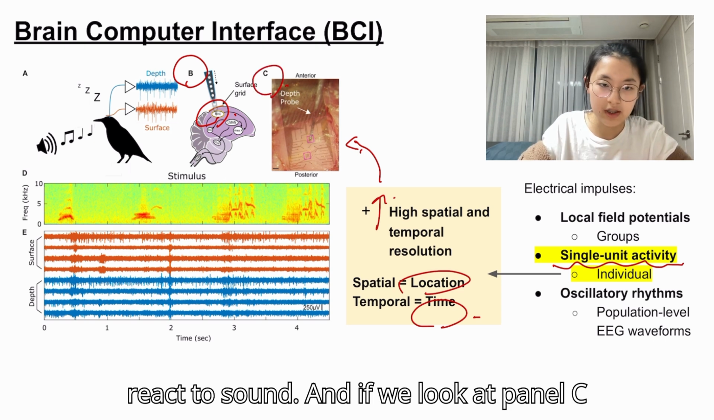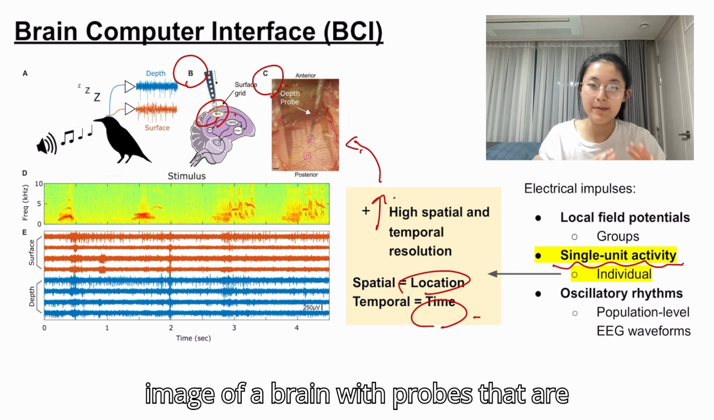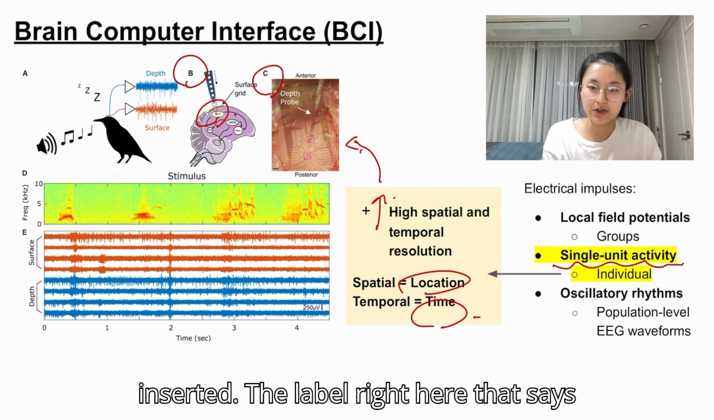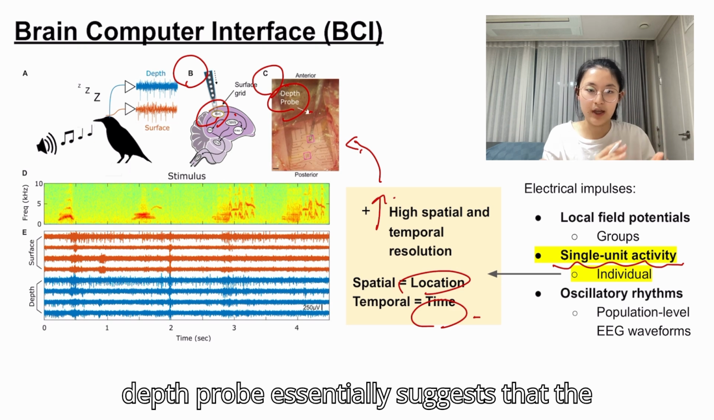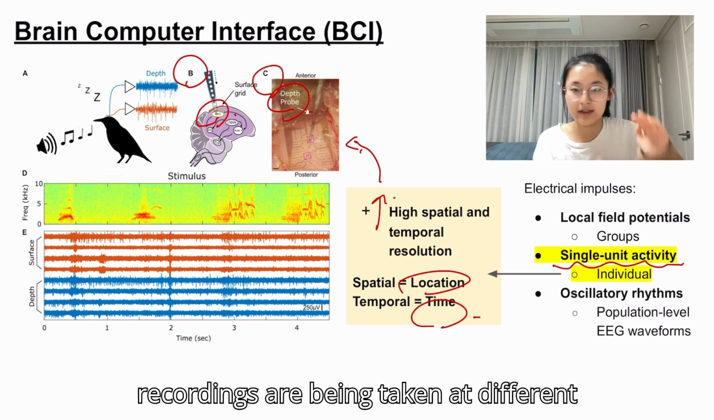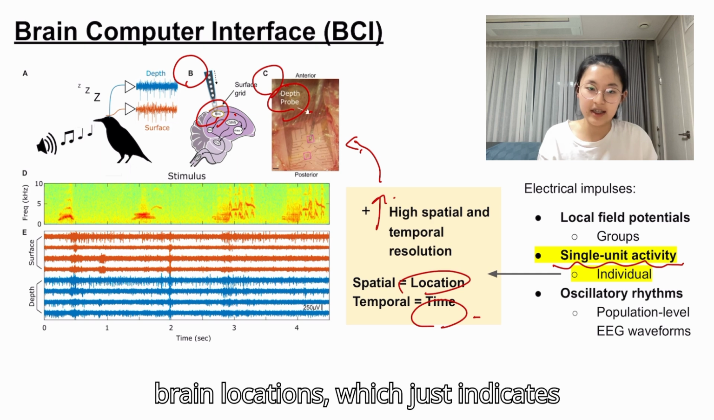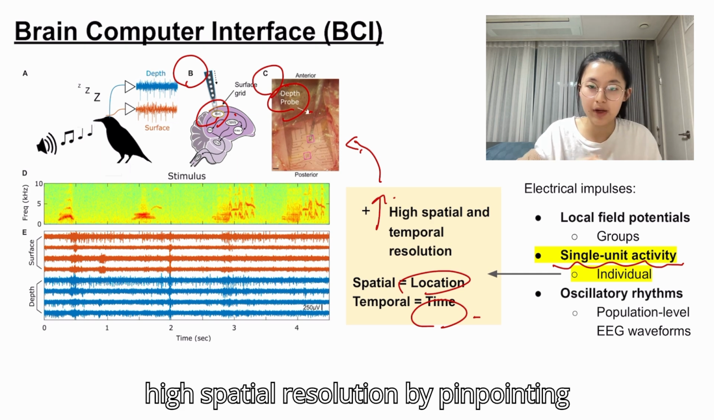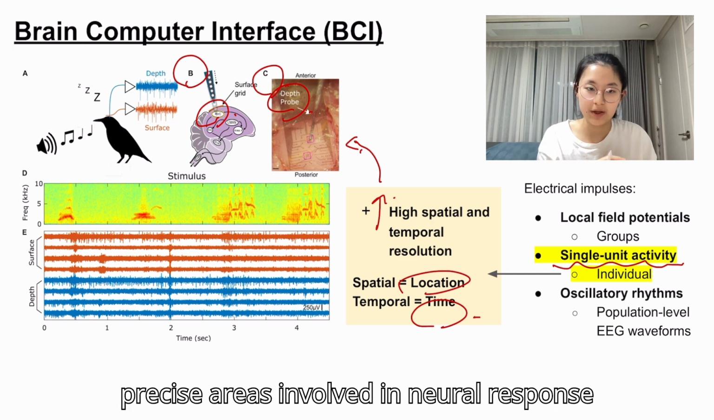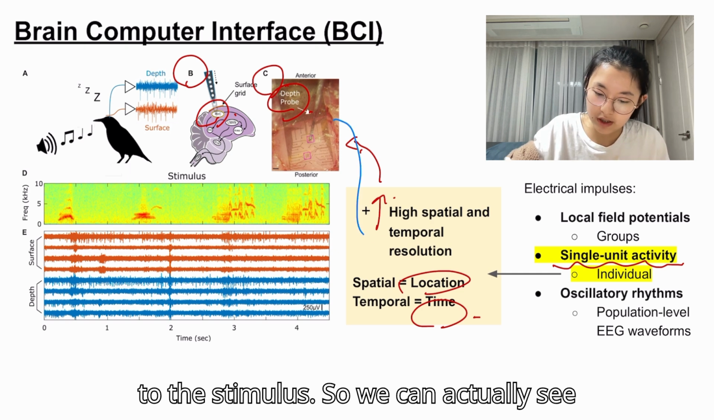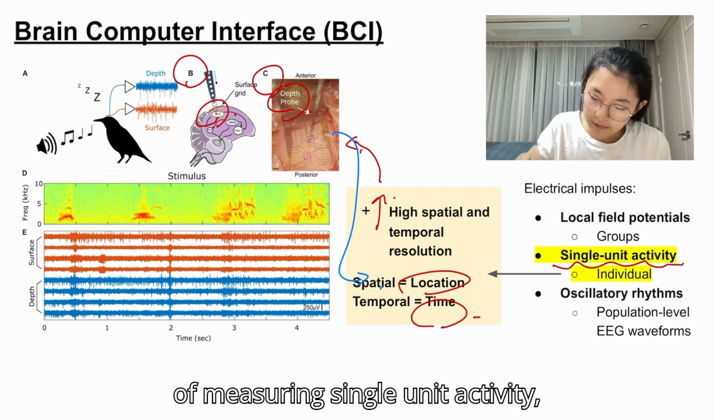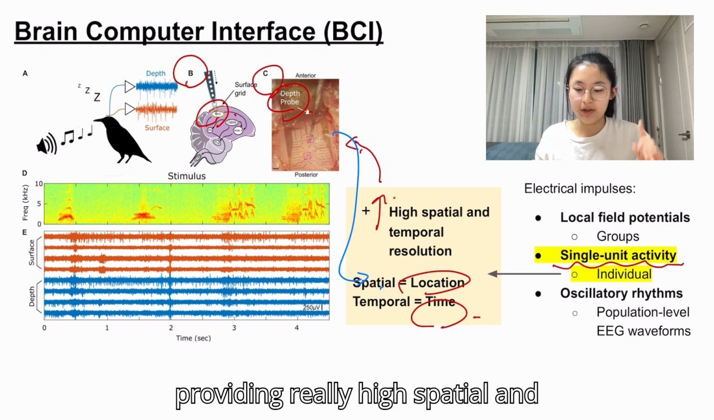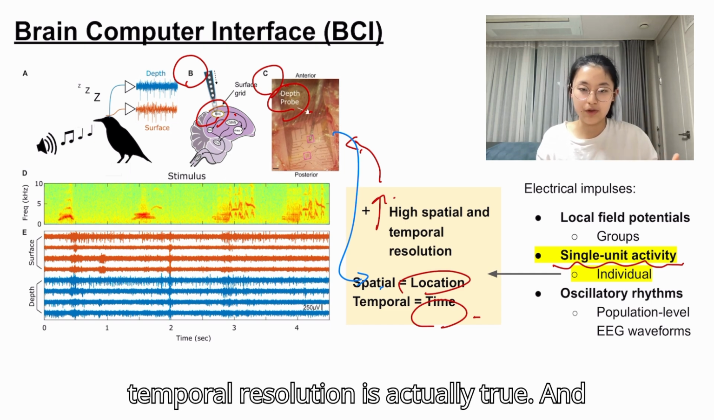If we look at panel C here, we can see an actual image of a brain with probes inserted. The label right here that says depth probe suggests that the recordings are being taken at different brain locations, which indicates high spatial resolution by pinpointing precise areas involved in the neural response to the stimulus. So we can actually see that this idea of measuring single unit activity, providing really high spatial and temporal resolution, is actually true.